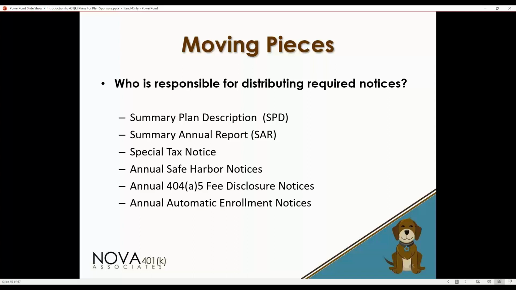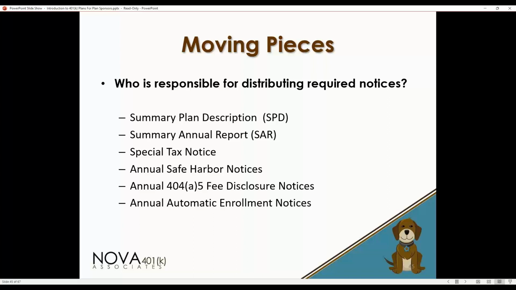Annual safe harbor notices. As Christine had discussed, there are certain provisions that you can put into a plan that allow you to pass certain testing each year. That is required to be distributed in the form of an annual safe harbor notice. And that safe harbor notice is distributed no later than December 1st prior to the year that's applicable. So for instance, for 2023, today is the deadline to distribute the safe harbor notices to participants.